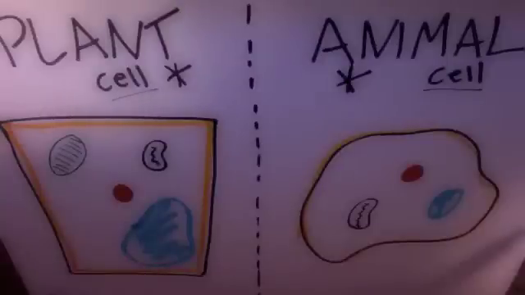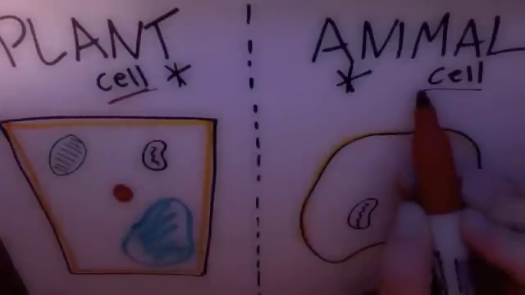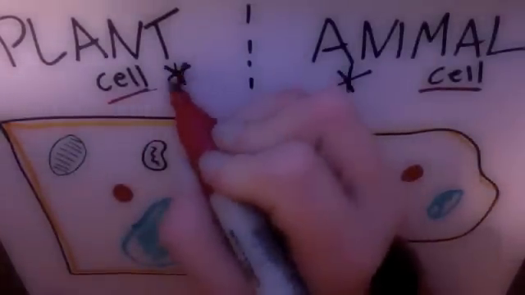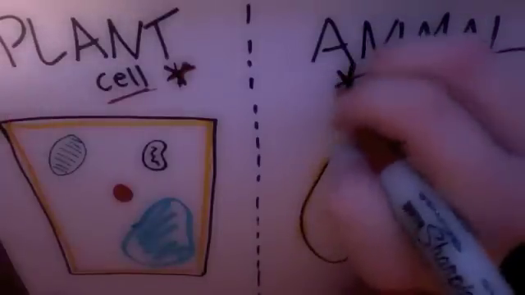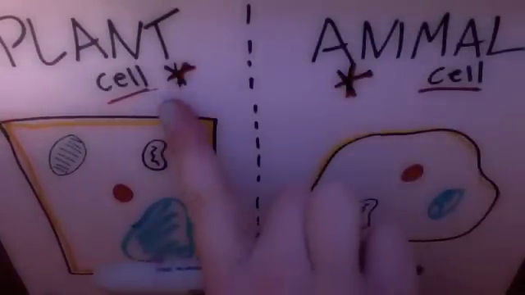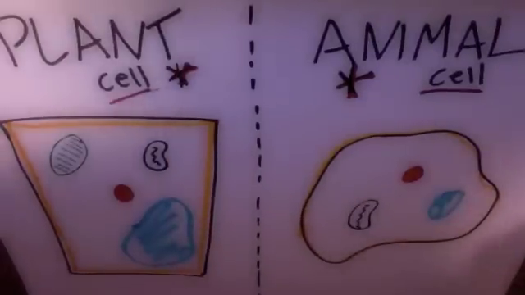Let's chat about cellular respiration and photosynthesis. First off, both cellular respiration and photosynthesis are things that happen in cells. Cellular respiration happens in both plant cells and animal cells. Then photosynthesis only happens in plant cells, which we'll talk about soon. Let's talk about cellular respiration first.